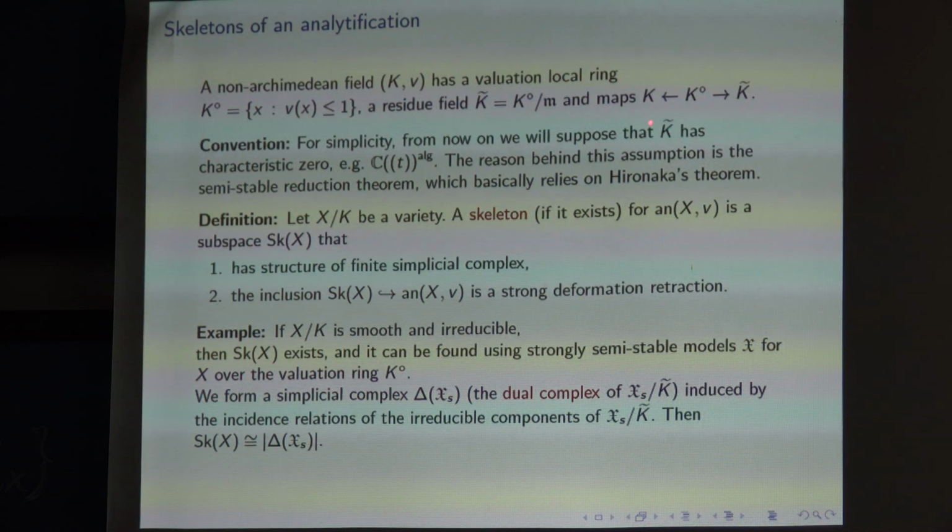So for simplicity, let me suppose that the residue field has characteristic 0. The reason behind this is that secretly I will use a semi-stable reduction theorem, which basically relies on Hironaka's theorem in characteristic 0. I'm not up to date on the status of Hironaka's work for characteristic p, resolution of singularities in characteristic p. So we just need to use the case which has been proved for sure.